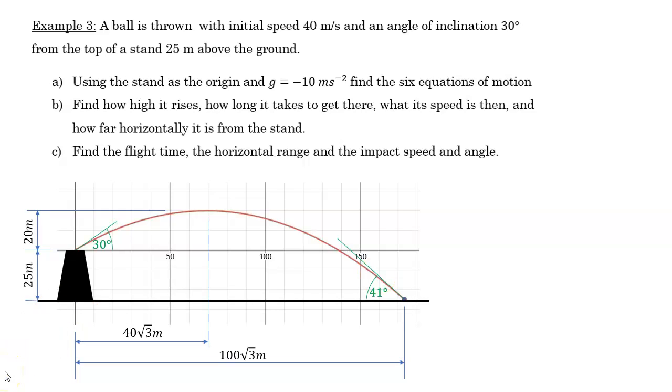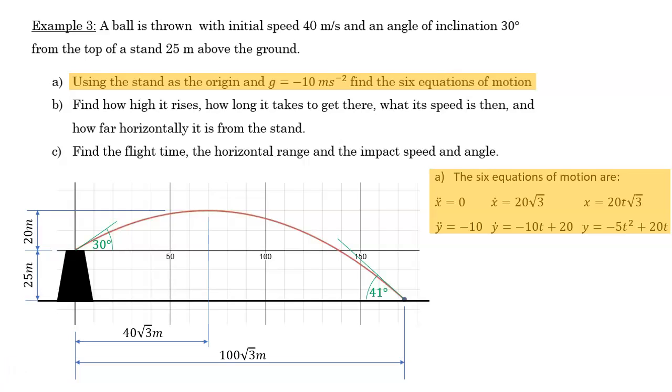So the little diagram here shows us what's happening. Here's my 25-meter stand that the ball is launched from at 40 meters per second at an angle of inclination of 30 degrees. We should see the ball travel up. At 2 seconds it reaches a peak, then comes down the 20 and the extra 25 meters and impacts the ground at an angle of 41 degrees.